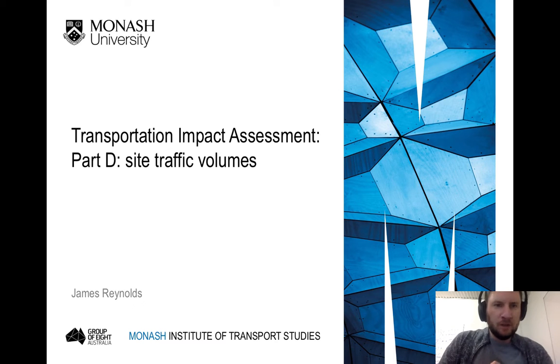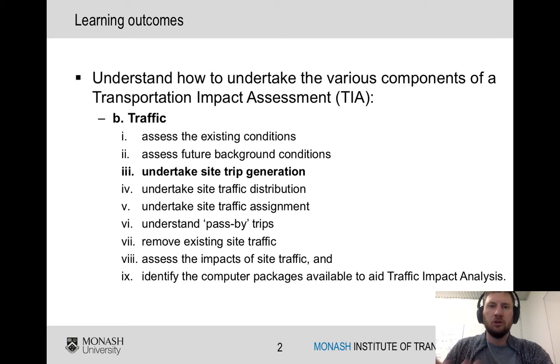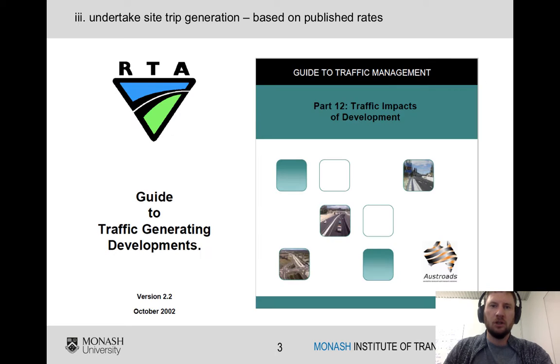Welcome to part D of the video set on TIAs, where we're talking about site traffic volumes. So the first thing we need to do is figure out how much traffic our new site development is going to generate. So we're looking at how to undertake site traffic generation in this video.